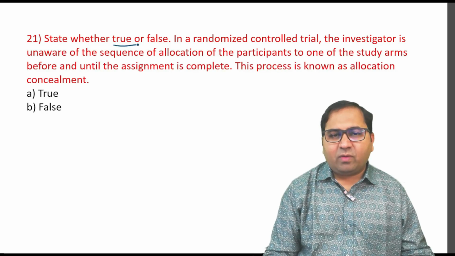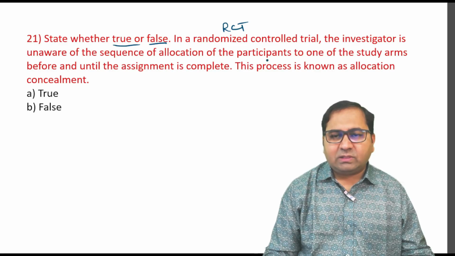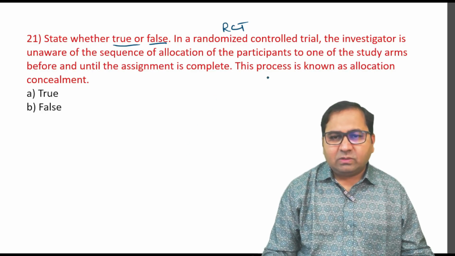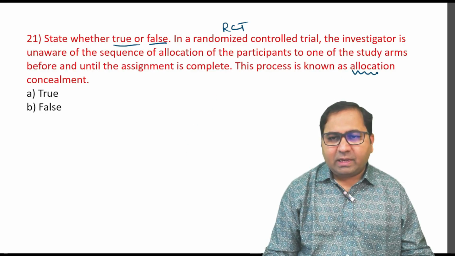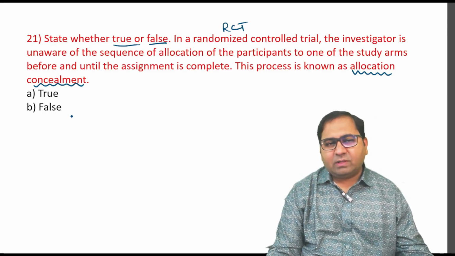State whether true or false. In a RCT, randomized control trial, the investigator is unaware of the sequence of allocation of the participants to one of the study arms before and until the assignment is complete. So this process is known as allocation concealment. Is this a true statement or a false statement?